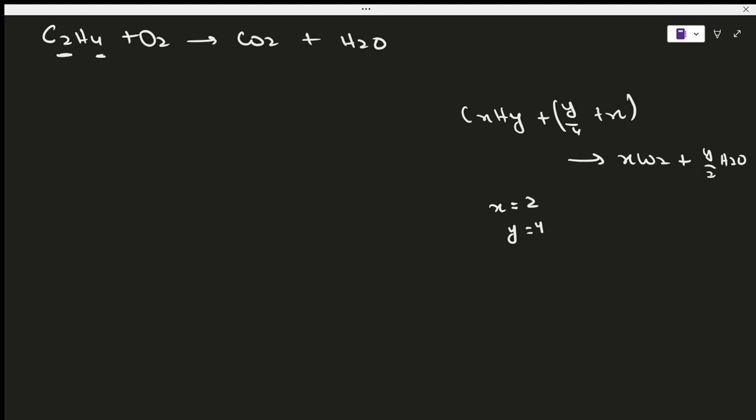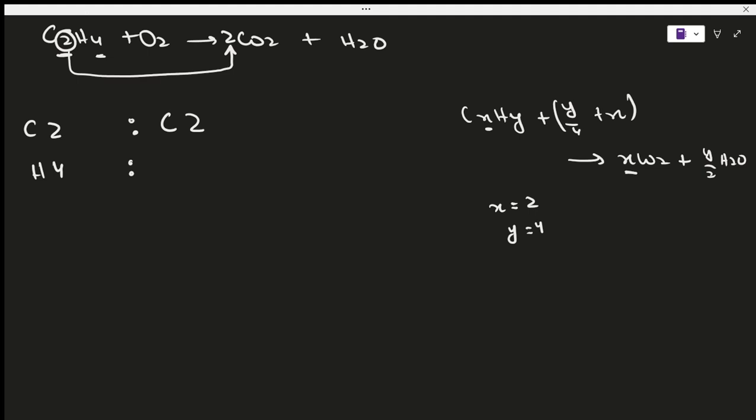Okay, so what can we do? Since the value of x is 2, this means the value of carbon here is also going to be 2, because this is also the x here, this is also the x here, the value is going to be the same. So this is 2CO2, and this comes as 2 carbons on the left and 2 carbons on the right. Now we need to see the hydrogens. So there are 4 hydrogens on the left.